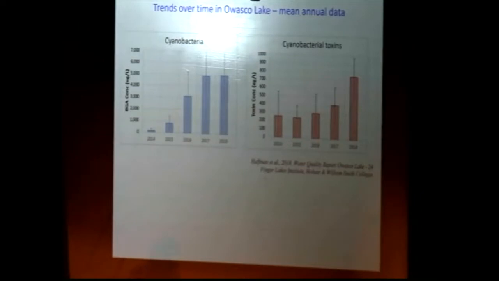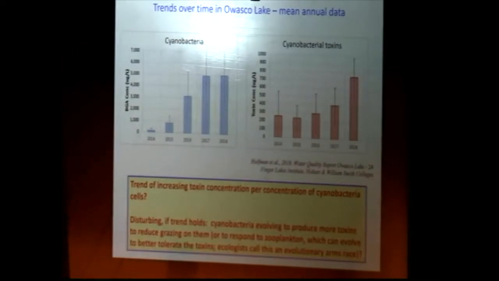John showed you these data. This is out of his report. We showed them to you already, but I want to just mention again, this is trends in Owasco of the nearshore cyanobacteria over time, 2014 to 18, and the toxin level is going up here. It's going up proportionally to the abundance of the cyanobacteria, and I find that very, very concerning if it's a true trend. It is possible, these data suggest there's an increase in the toxin concentration per amount of cyanobacteria in the lake.